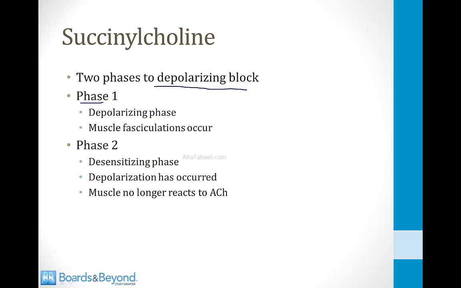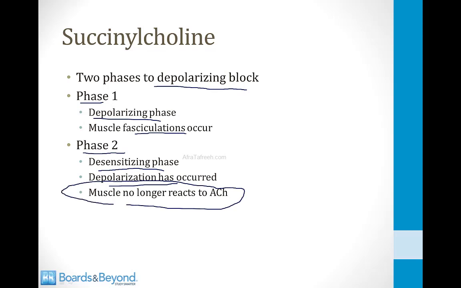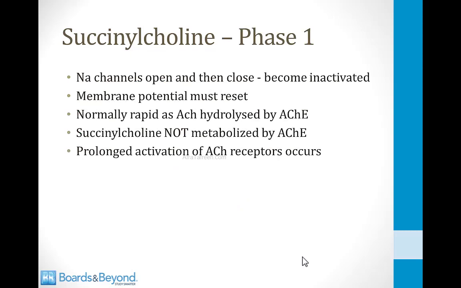In phase 1, the muscle depolarizes and the muscle begins to fasciculate. In phase 2, the muscle's been so stimulated that it is now desensitized. Depolarization has occurred throughout the muscle tissue, and basically the muscle is no longer responsive to acetylcholine. And that's how a depolarizing block of muscle contraction works. Let's talk about the two phases of depolarization in a little more detail.